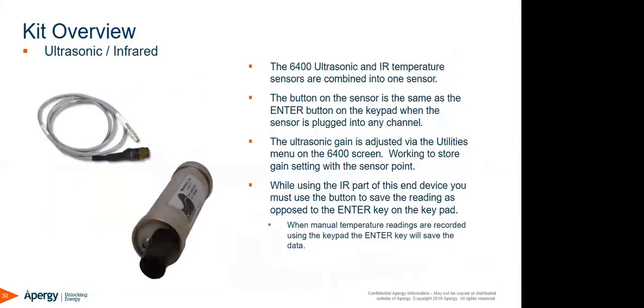Next is the ultrasonic and infrared sensor. This is where we've combined the ultrasonic and IR into one sensor. This really helps with the routes out in the field. This is where we really get into some of our faster data collection. We currently have a gain adjusted in the utilities menu on 6400. We're working to be able to store a gain setting with each sensor point.